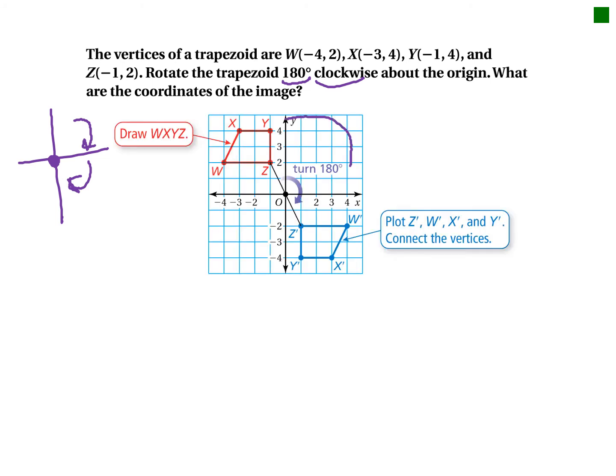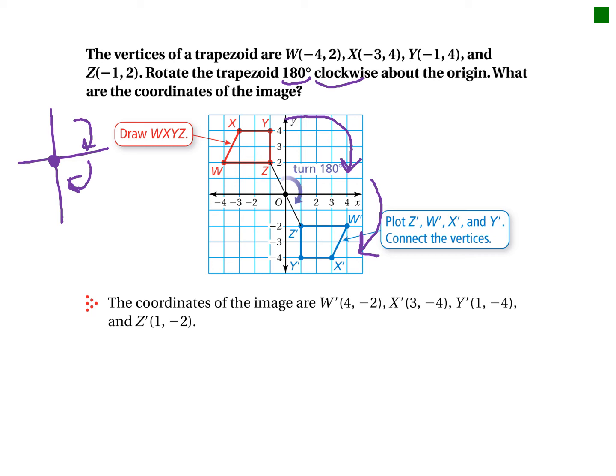So if we rotate it once, that's 90. If we rotate it twice, that's 180. And it's like you're turning your paper, just like that gentleman in the video talked about, turning your paper with this. The new coordinates of the image are positive 4, negative 2, 3, negative 4, 1, negative 4, and 1, negative 2. Make sure you're including those apostrophes, saying that this is the image.